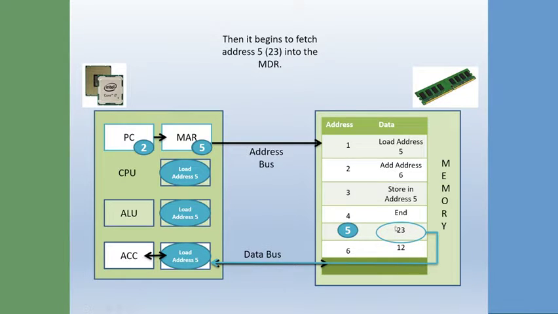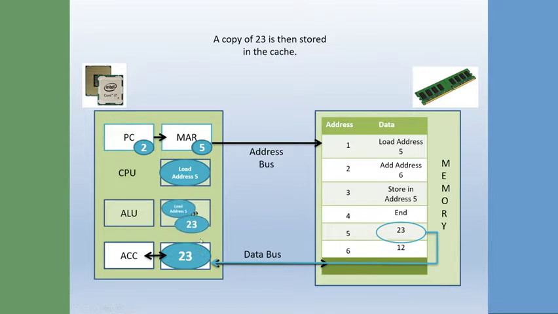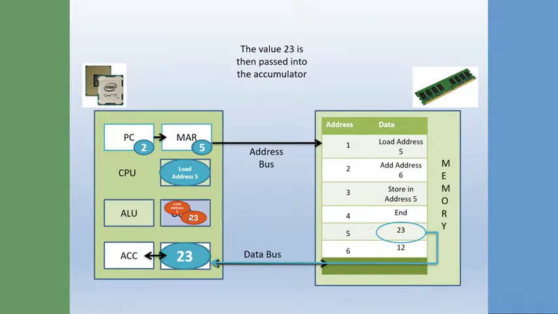In this instance, it's the number 23. It's a value of 23. It then stores that in the memory data register, the MDR. It also puts a copy of it in the cache, but notice it doesn't delete the original instruction there. It sticks that into the cache. The value, as it's a number, it's not an instruction, is sent into the accumulator. Think of the accumulator like a mini calculator. It stores results and stores numbers.